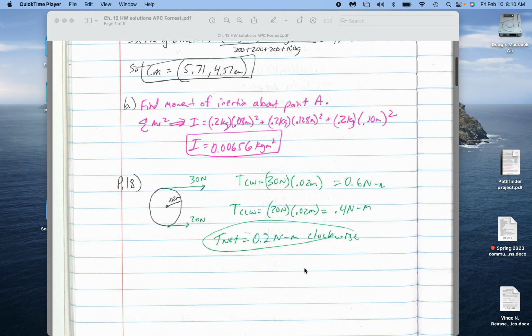Problem 18, you've got 30 newtons pulling on this disc at the top, 20 newtons on the bottom. This would cause a clockwise torque of 0.6 newton meters. This would cause a counterclockwise torque of 0.4 newton meters based on the diameter being 4 centimeters. Convert that to meters, change it to the radius, because that's the distance that we are from the fulcrum, or from the axis, I guess. And so the net torque is 0.2 newton meters clockwise.